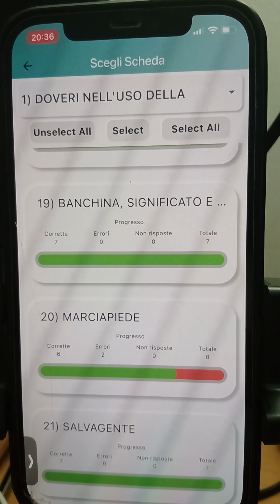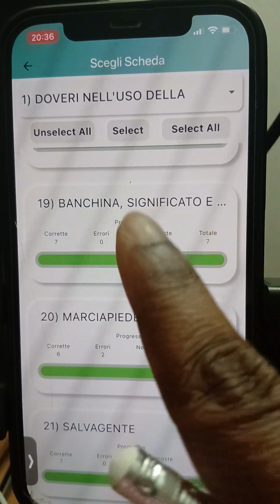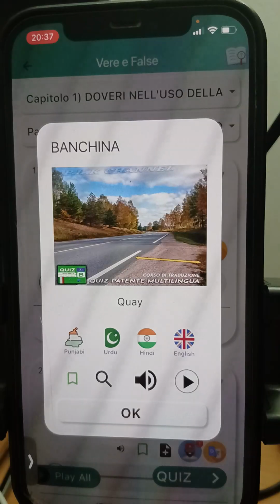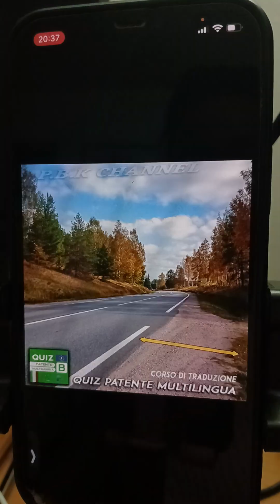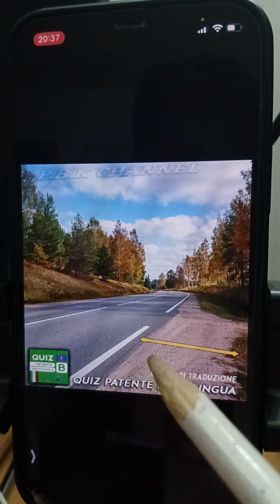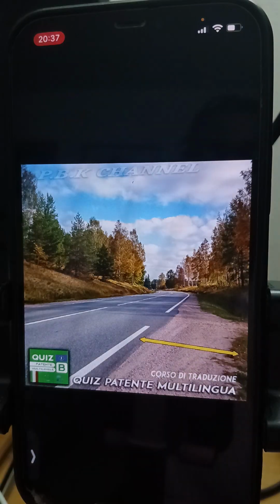Banchina. Banchina, the side of the road. They don't count it as part of the carriageway. Let me see if there is a picture of it. This is the banchina. I know a lot of us, when they walk on the road, will see it. This side, they don't count it as part of the carriageway. It is part of strada.